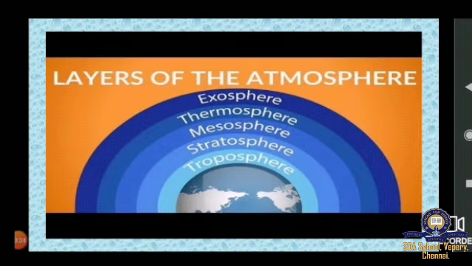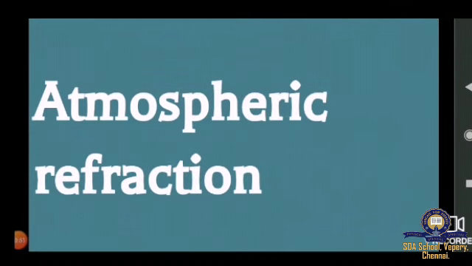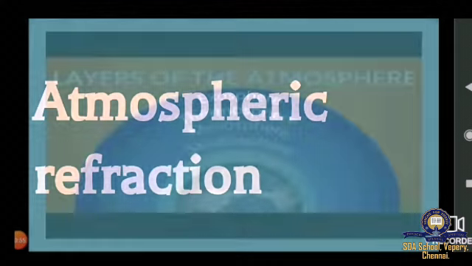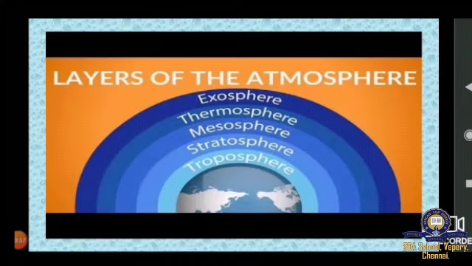So what do you think will happen when light falls on these layers? The light will be refracted many times. The light will bend at many points in these layers. So this results in refraction. So what are we going to study now? We are going to study atmospheric refraction. These layers are not fixed ones. They keep changing due to many reasons.